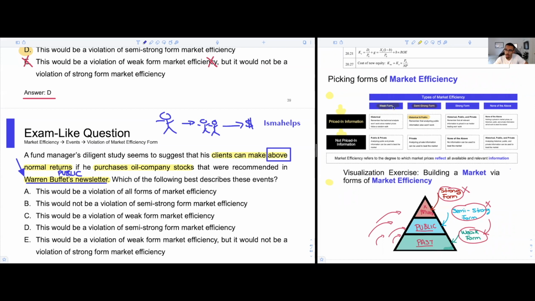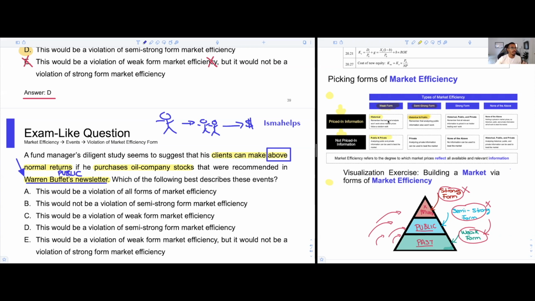Because a weak form of market efficiency requires you to just not be able to make money using historical data. So you can make money using public or private data. So for sure, this could happen in a weak form. However, if we look at the next phase, the semi-strong form, they're telling you that under a semi-strong form, historical and public data is priced in.